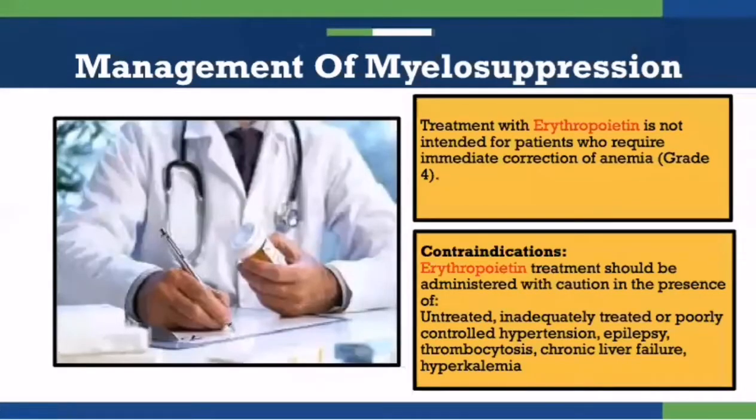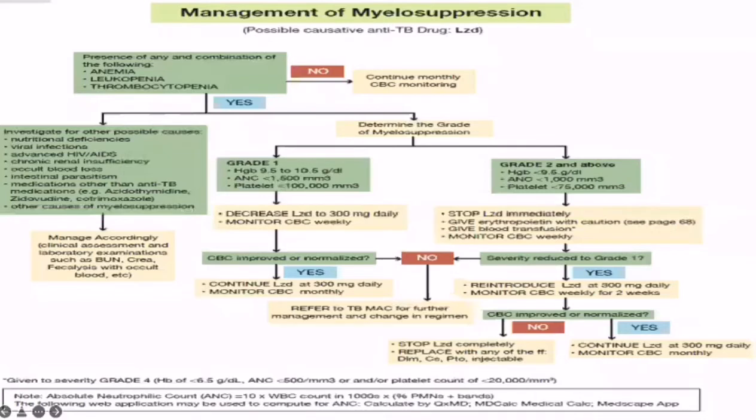So for grade 4, in this case, blood transfusion should be considered. The whole blood count should be repeated weekly to assess the response to treatment. And please monitor also the blood pressure of your patient before initiation and during therapy. Now, erythropoietin treatment should in any case be discontinued if your hemoglobin reaches over 12 grams per deciliter. So that's the algorithm for the management of myelosuppression.